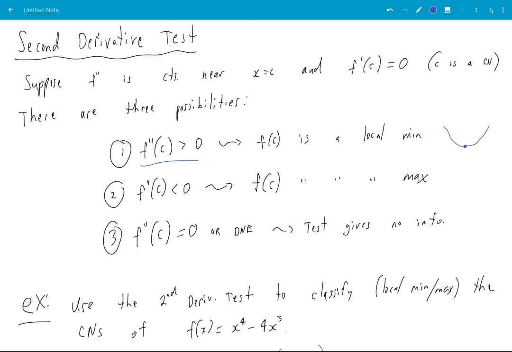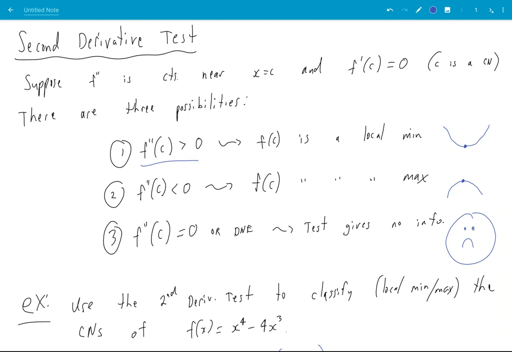And if I have concave down, f double prime is negative, and I have a critical number, then I have a local max. Unfortunately, if f double prime is 0, then we are unhappy because this test does not help us. Okay, moving on to the example.